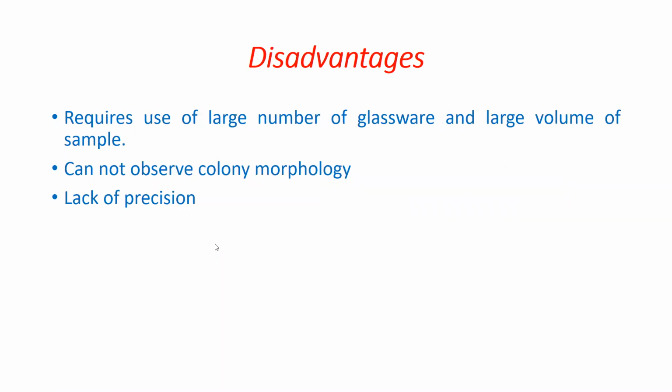Disadvantages: it requires a large number of glasswares and a large volume of samples. Colony morphology cannot be observed. We can't observe the colony because we are using liquid media; we can only see the growth of the microbes. Colony observation can be done on solid media, not in liquid media. There is also a lack of precision. These are the disadvantages of MPN.